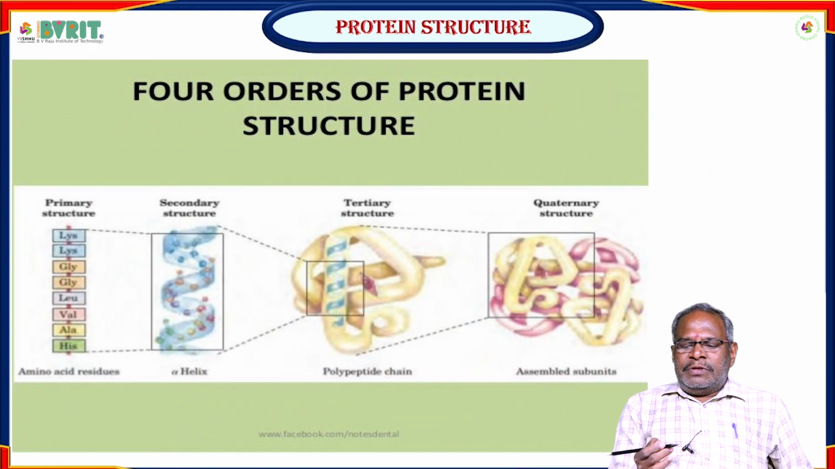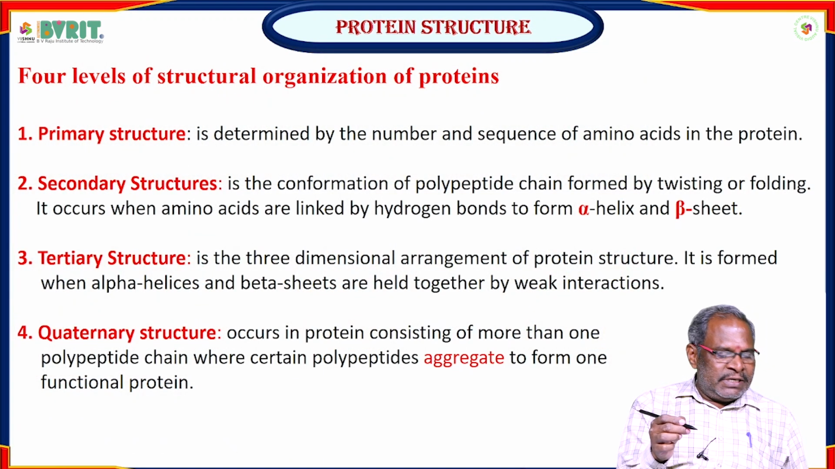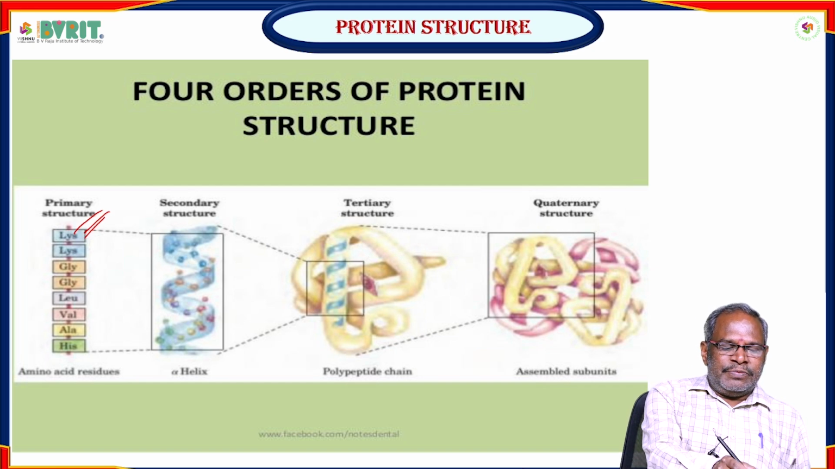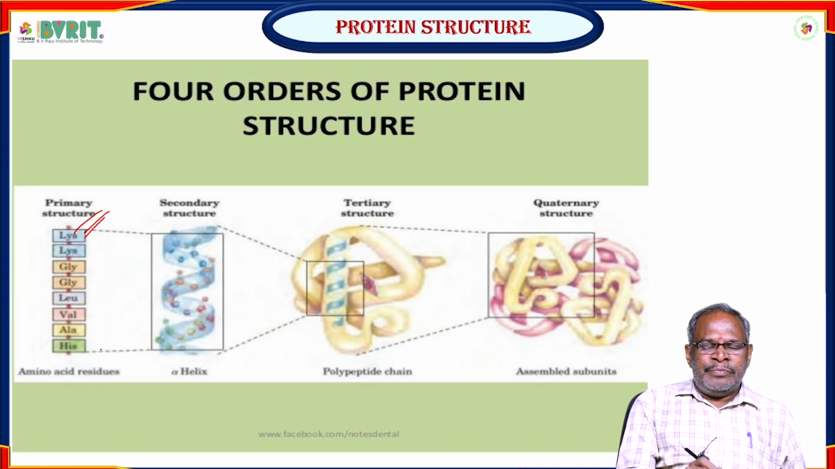Coming to the first, the primary structure arrangement. The arrangement of the primary structure is the sequence of amino acids. The amino acid sequence, for example cysteine, lysine, cysteine, glycine, leucine, valine, alanine, is the primary structure.